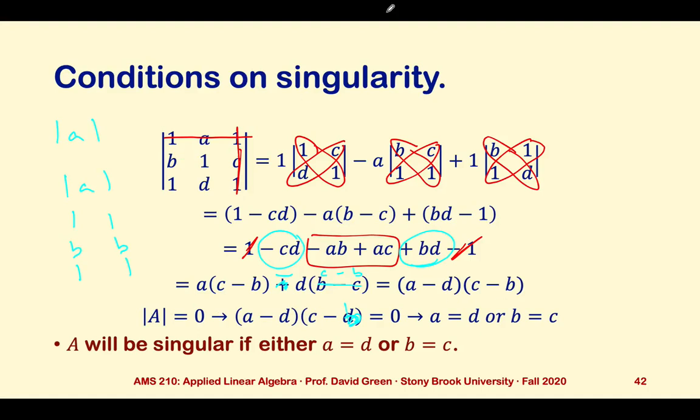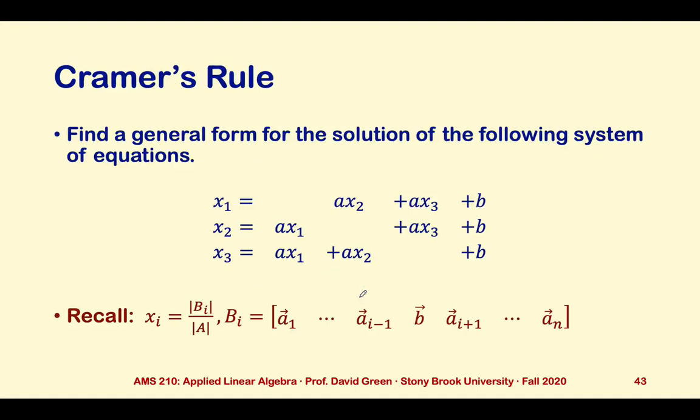What this approach lets us know is not only do these cases give us a singular matrix, it also tells us that there are no other cases that give us a singular matrix. Okay, let's go on to another example using Cramer's rule.